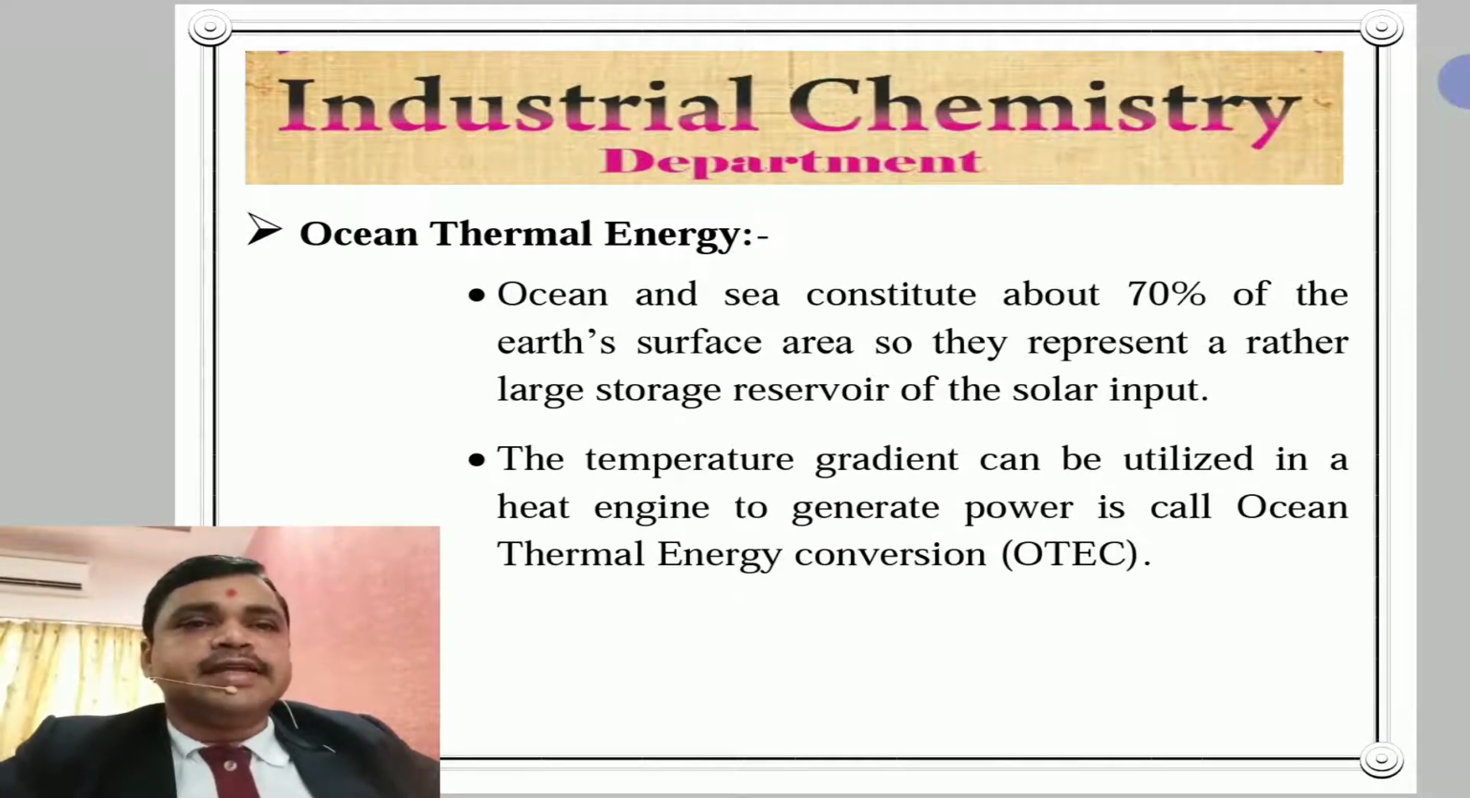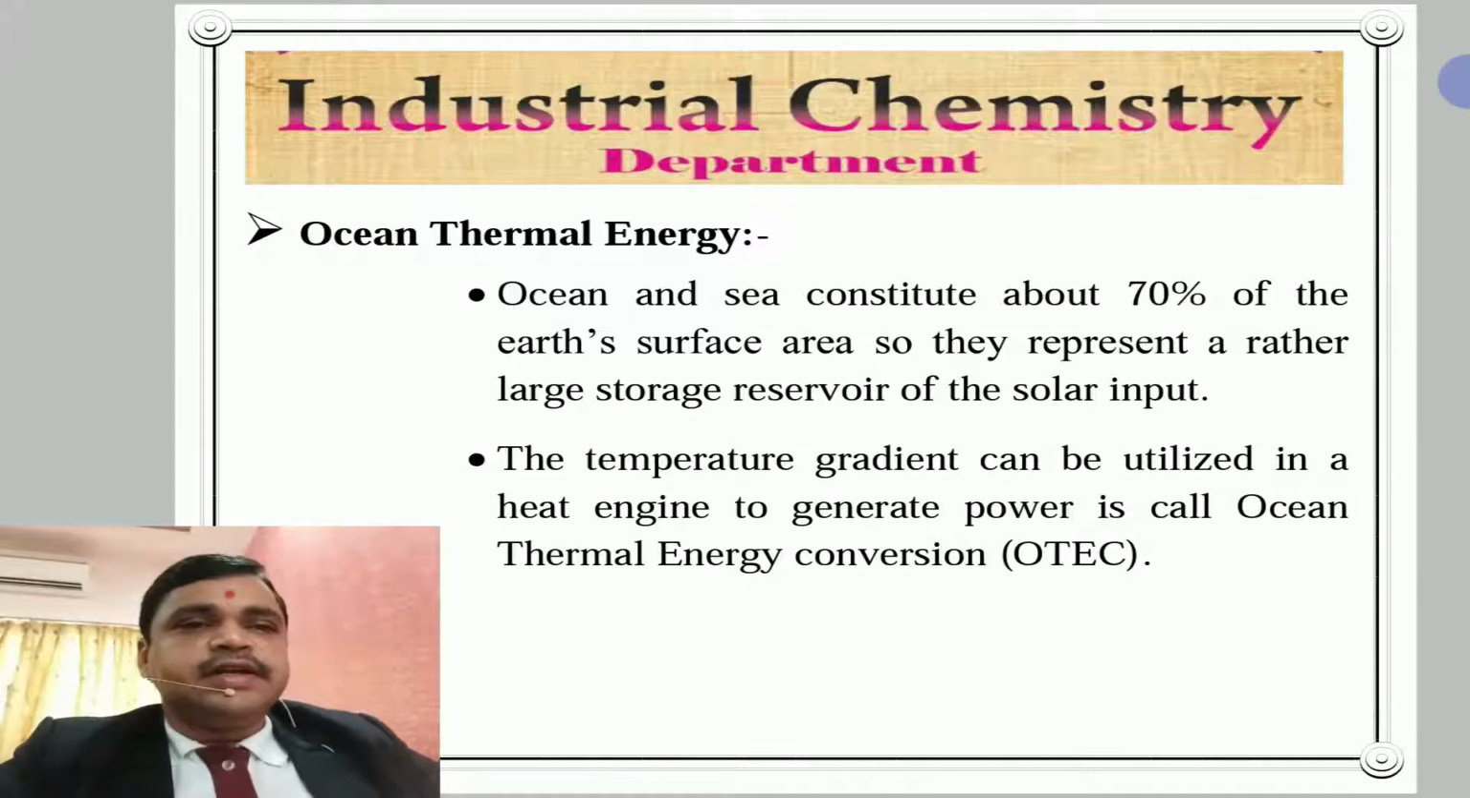Ocean thermal energy. Oceans and seas constitute about 70% of the Earth's surface area, so they represent a rather large storage reservoir of the solar input. On our Earth, sea or ocean constitutes 70% of the surface, so it is a large storage reservoir for us.